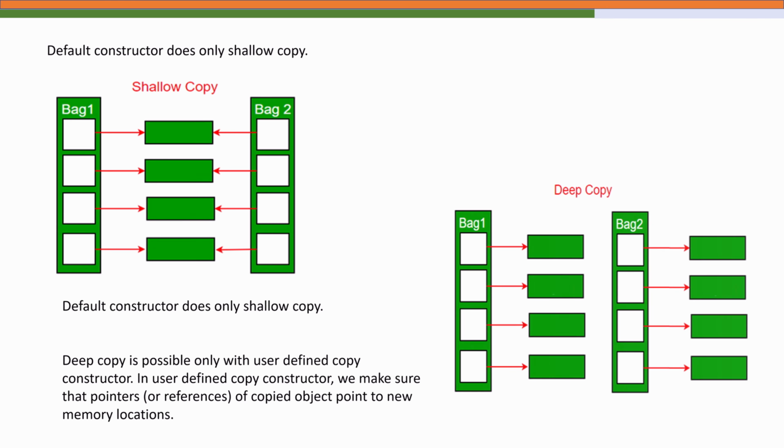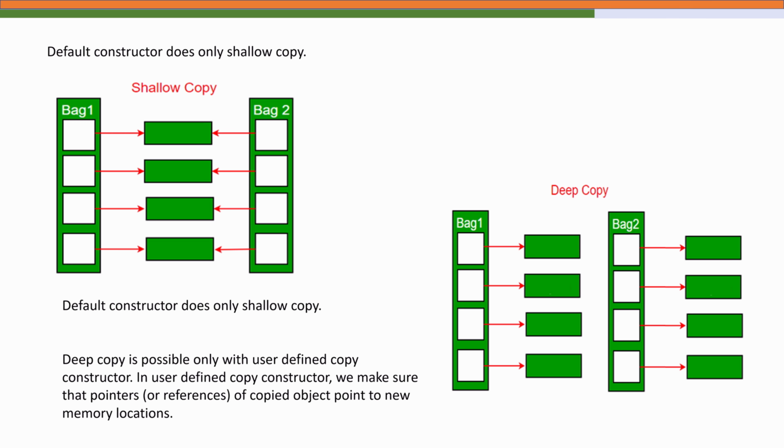The default copy constructor provided by the compiler performs only a shallow copy. That means it simply copies the value of data members, including pointers, without creating new memory. So this is important. It doesn't create new memory for them. As a result, both the objects end up pointing to the same memory location, which can lead to unexpected changes or even runtime errors when one object modifies or frees that memory.